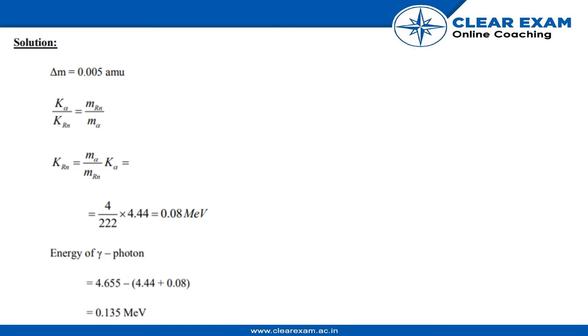We can see that here delta m is equal to 0.005 AMU. Now, as we know from the kinetic equations, K_alpha upon K_Rn is equal to m_Rn upon m_alpha. We have to find out the K_Rn. Besides this K_Rn, every value is given in the question, so we will put those in and find K_Rn. So it is 0.08 MeV.